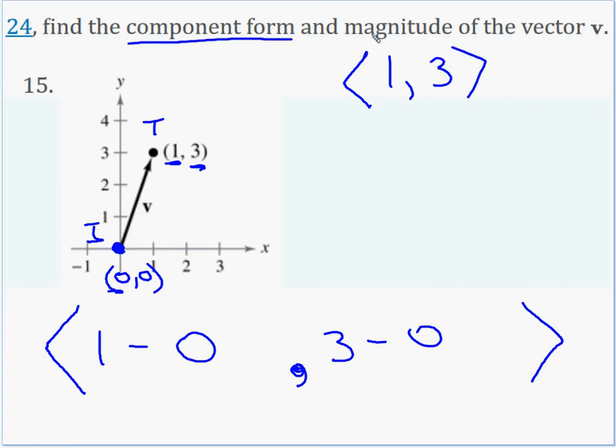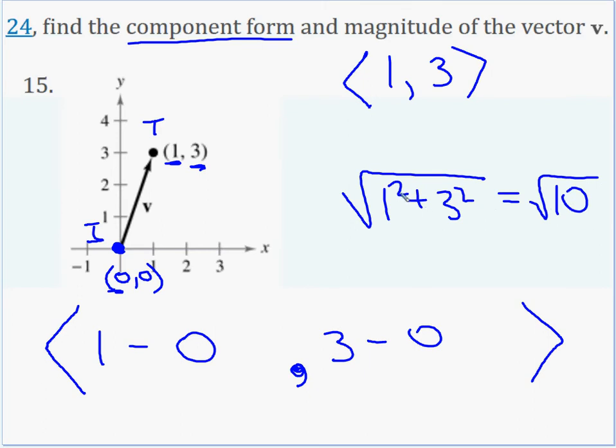Now the magnitude, once we have it in component form, is real easy. To find the magnitude of this, you're just going to do a square root: 1 squared plus 3 squared. 1 plus 9 is 10. Root of 10 is the magnitude of vector v.